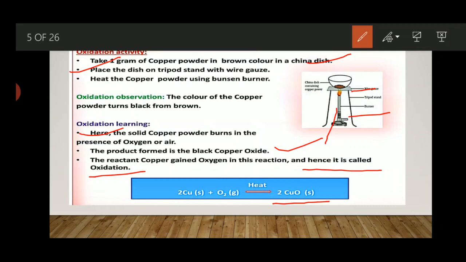See, copper is a single atom mixed with oxygen. It just gets mixed and gives copper oxide which is black in color, which shows that here the oxidation process takes place. Now let's see some more examples.